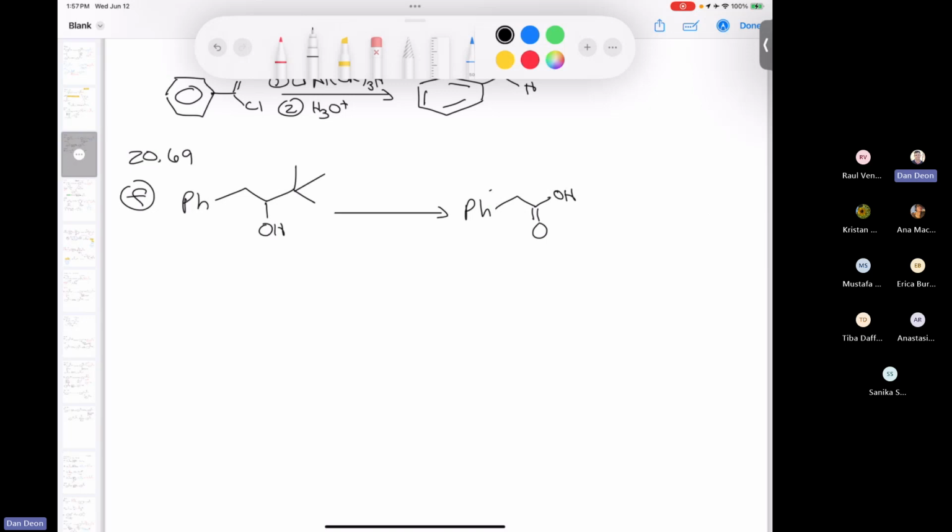The name is neither here nor there, but you can see how this is acetic acid, and then you just tack a phenyl onto it, so it's called phenylacetic acid. Anyhow, if you want to make phenylacetic acid from this starting material, how are you going to get an oxygen in between this carbon in red? How are you going to put an oxygen in there? The answer is the Baeyer-Villiger reaction.